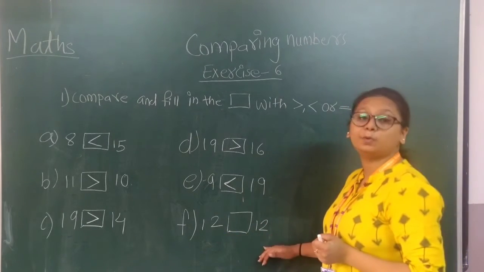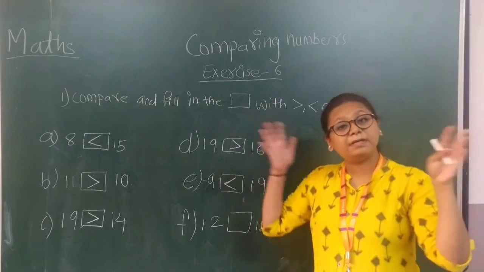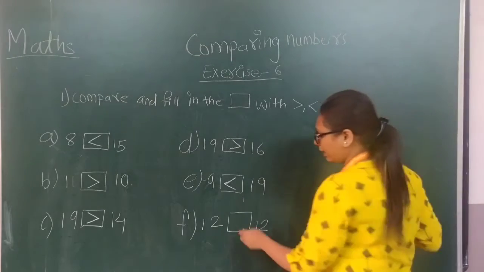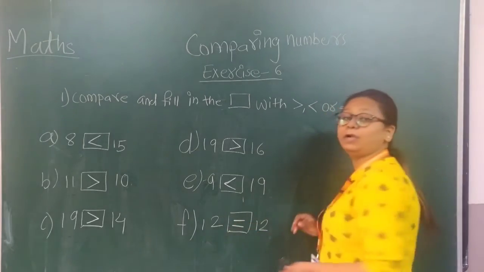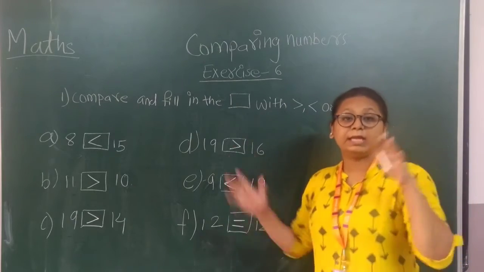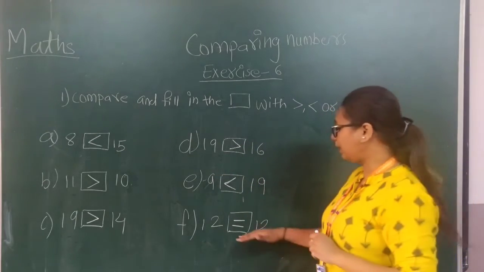12 and 12. Now these both numbers are the same. 12 and 12 on both the sides. So we will represent it as equal to. हम equal to लिखेंगे मतलब दोनों numbers same है. Equal है दोनों numbers. Okay, so equal to.